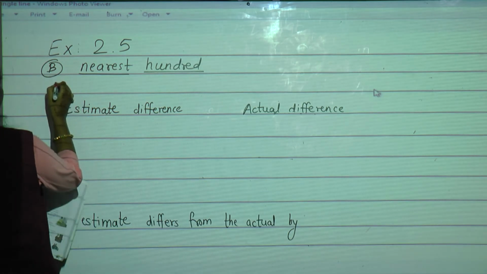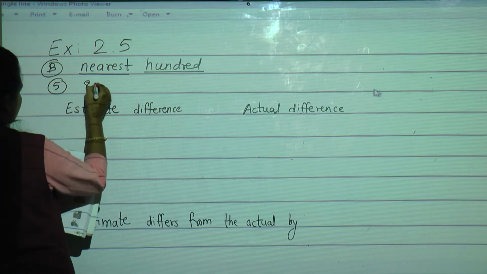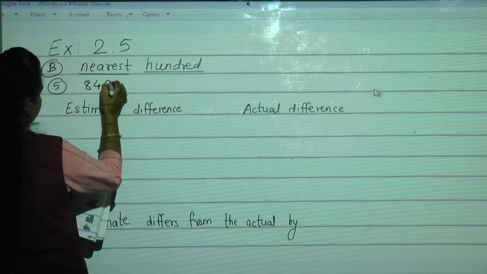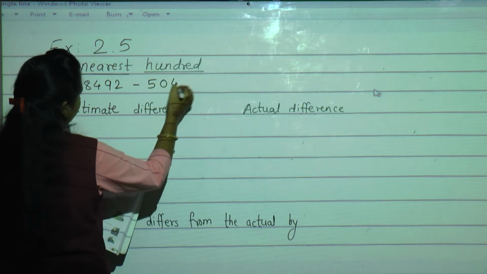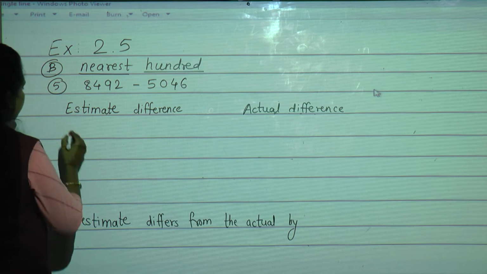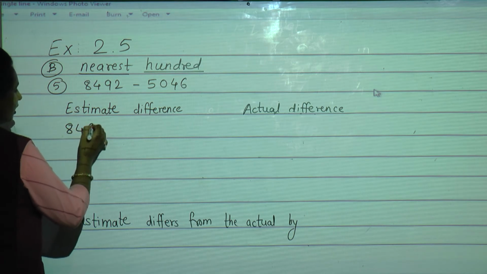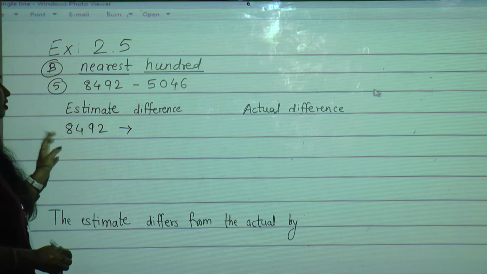What is the 5th one? See, 8,492 minus 5,046. Now write the number 8,492. We have to round off to the nearest 100.